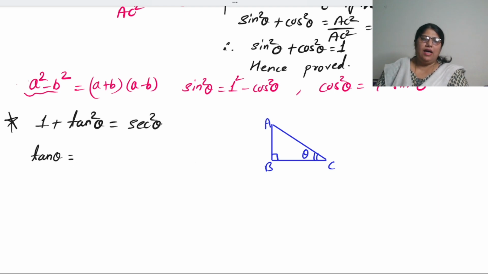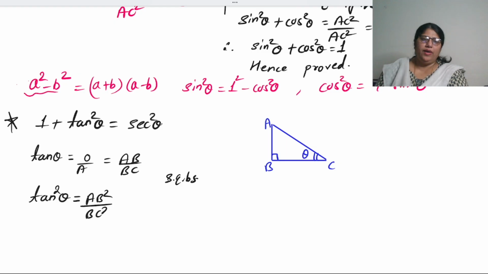Tan theta is this angle, again opposite by adjacent. Opposite side is AB by BC, right? So let us take tan theta, and if I do squaring both sides, tan square theta is AB square by BC square, right? This is your first equation.